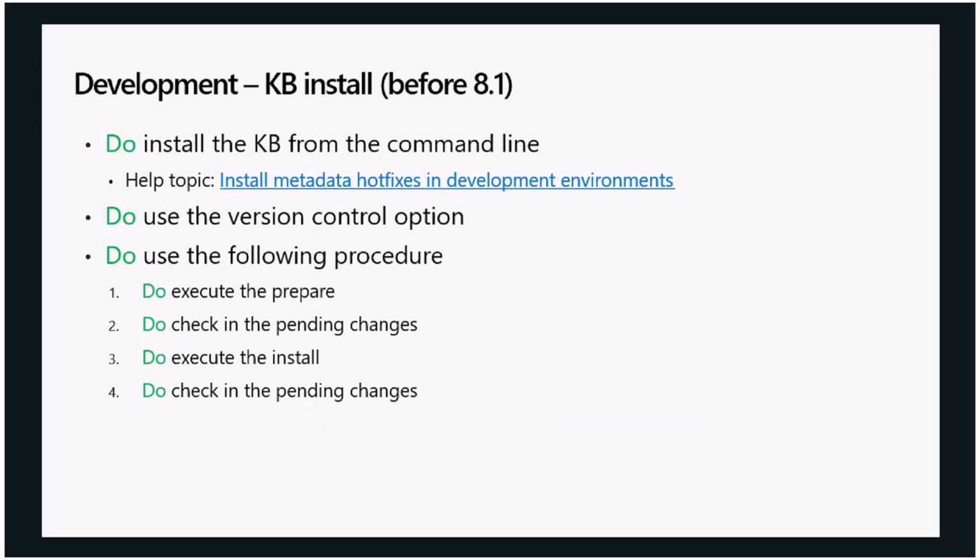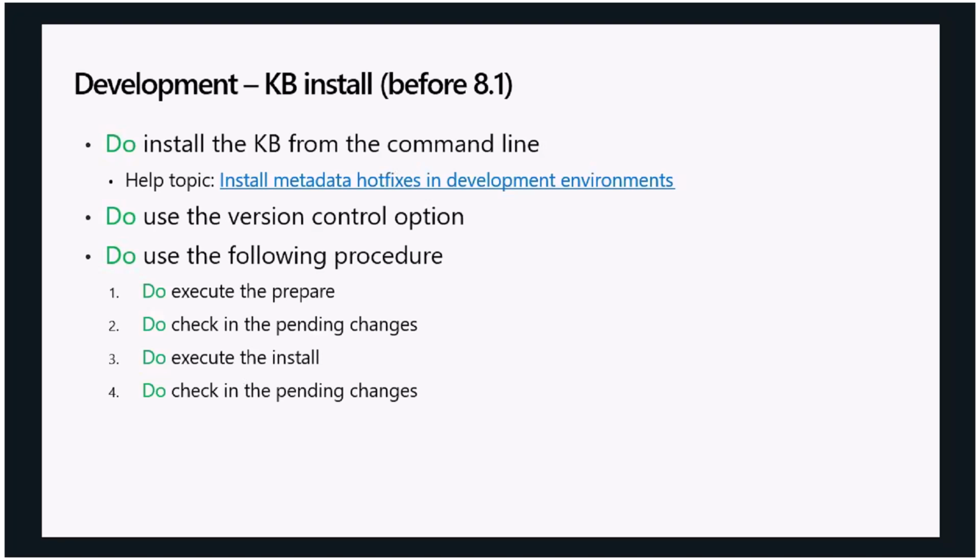Do use the following procedure: execute the prepare, and then check in the pending changes for the prepare. The prepare takes whatever is in the KB. Let's just say that this KB contains the ledger journal trans table. It will take the version of the ledger journal trans that's sitting on that machine, which is the original version, and it'll check it into version control. The reason it does that is because after you execute the install of the KB, a new version of that ledger journal trans file will get put on that development machine. After you check that in, you'll have two version control events for the ledger journal trans table: the add of the original and then the edit to that KB version.